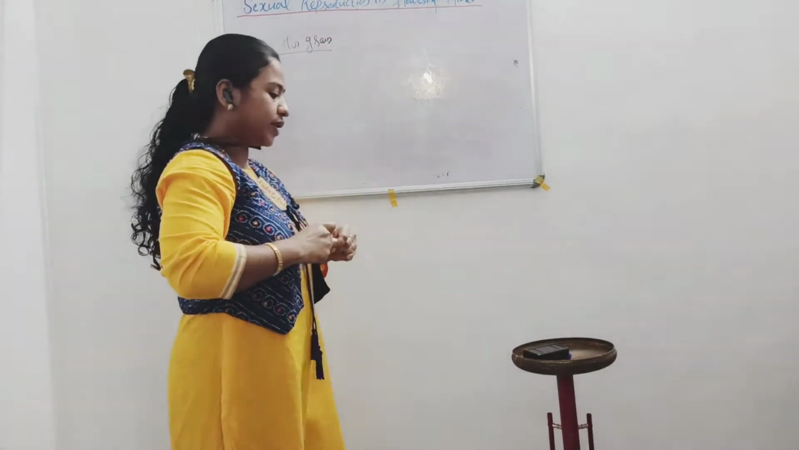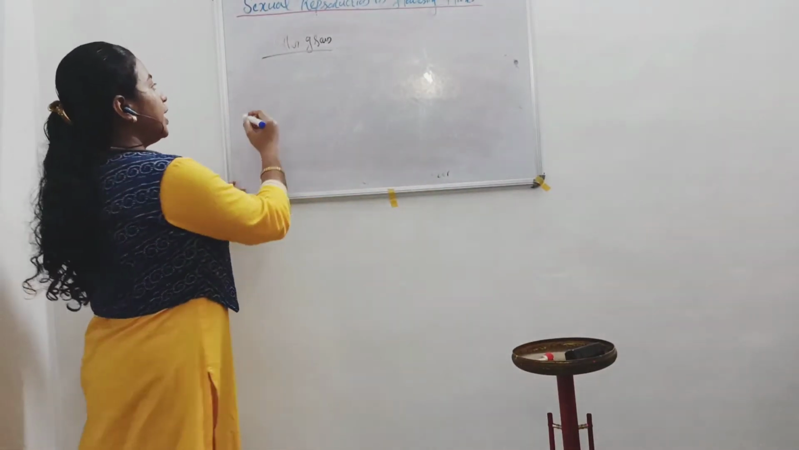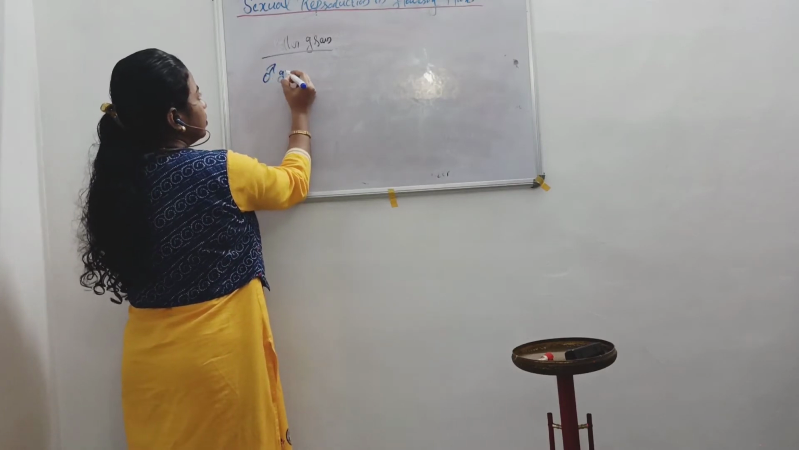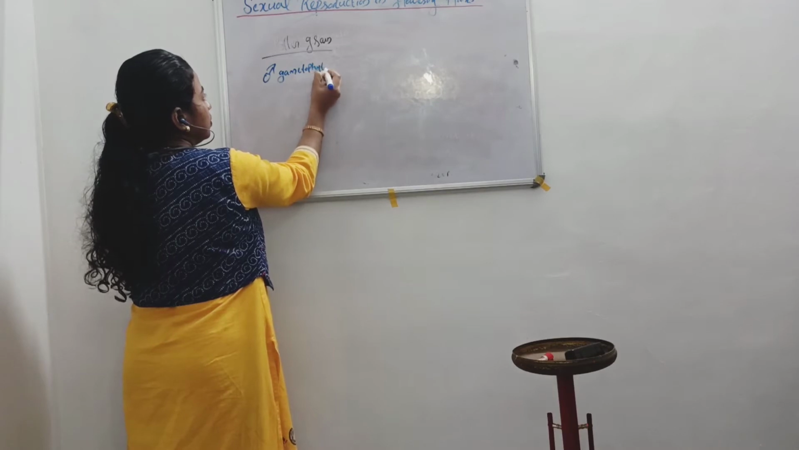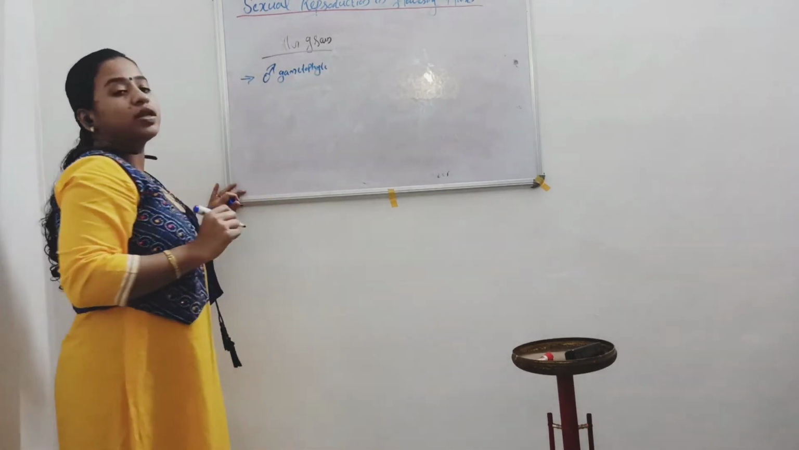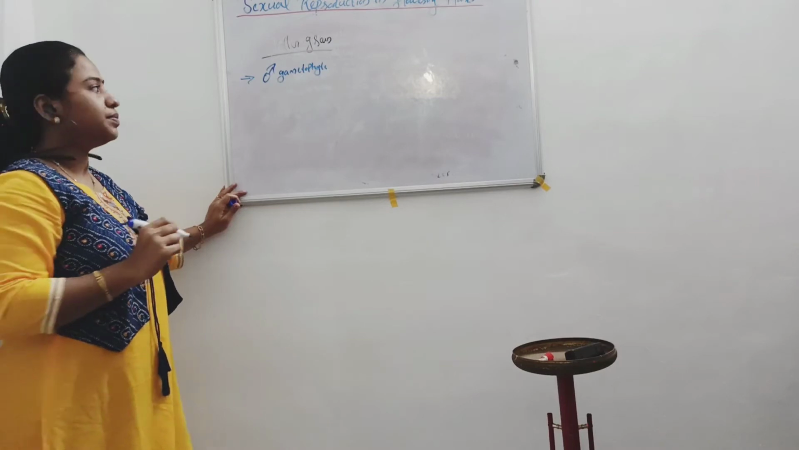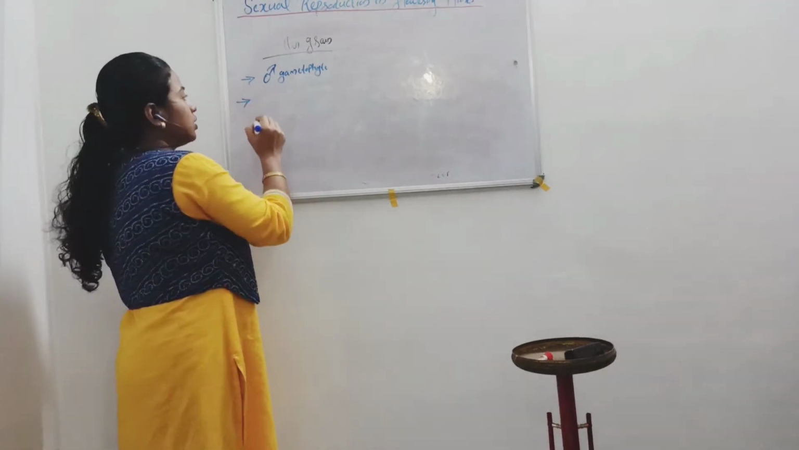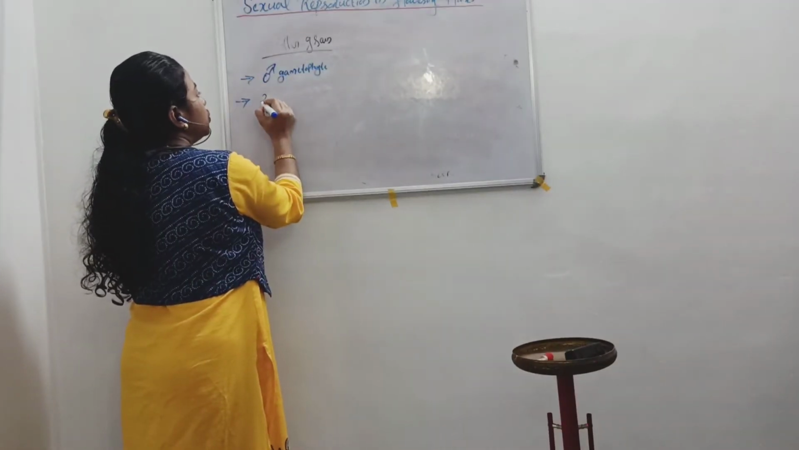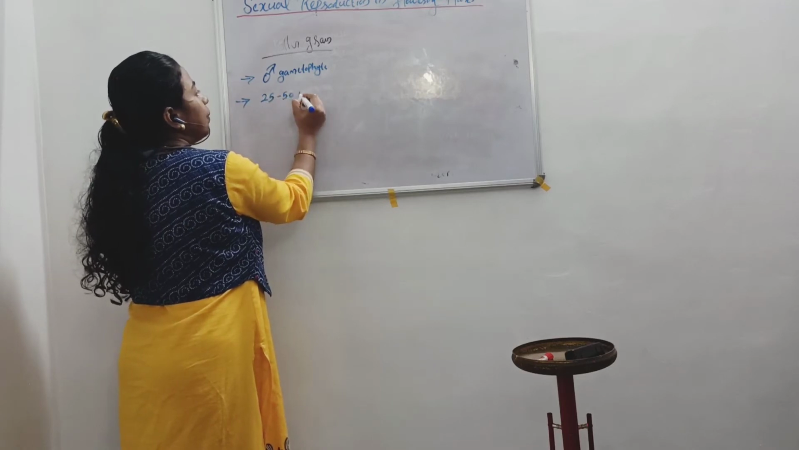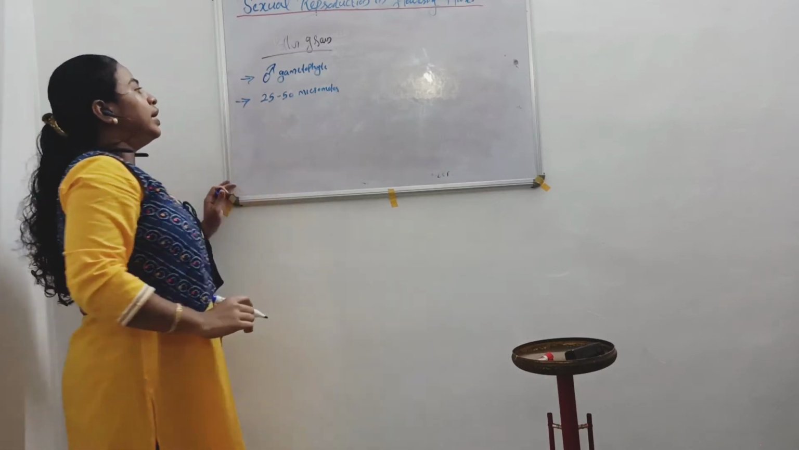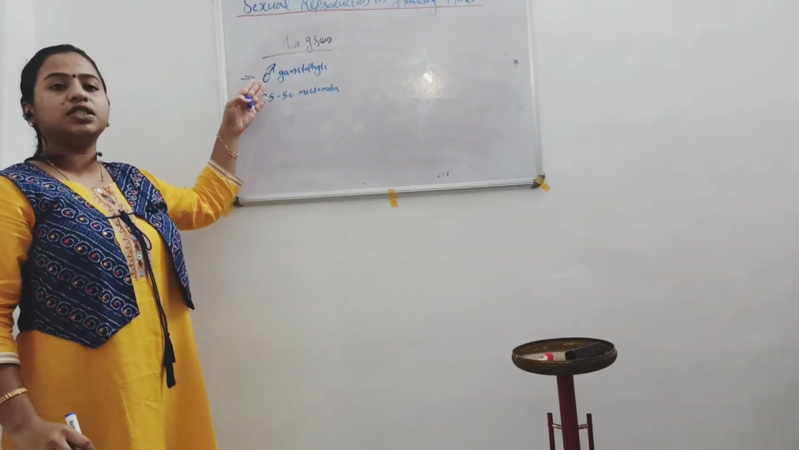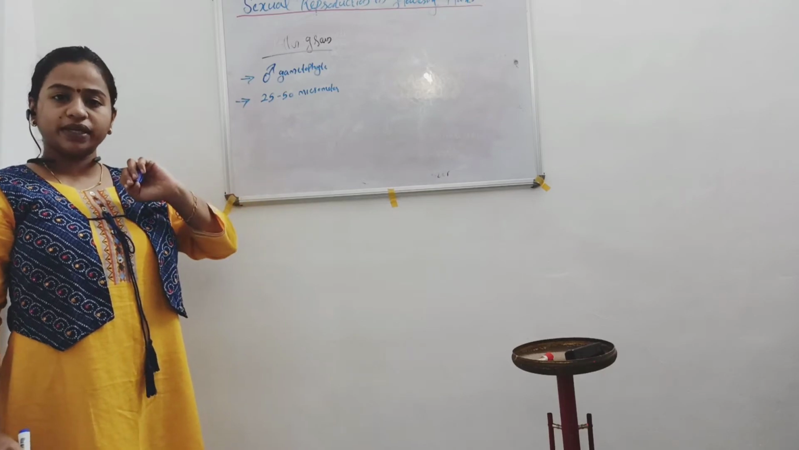What about the pollen grain? The pollen grain represents the male gametophyte. Each pollen grain measures 25 to 50 micrometers in diameter.